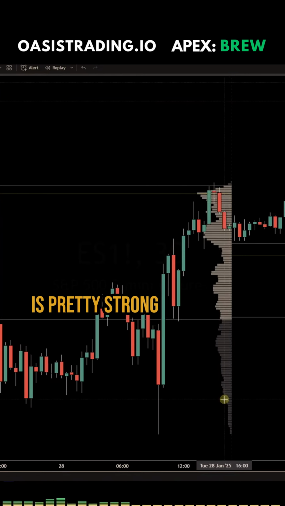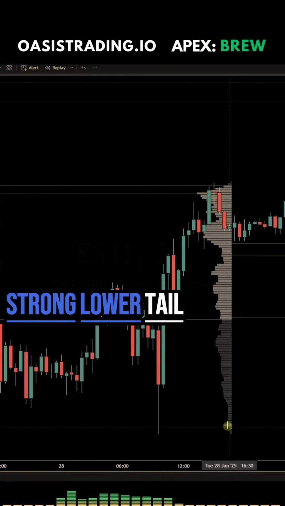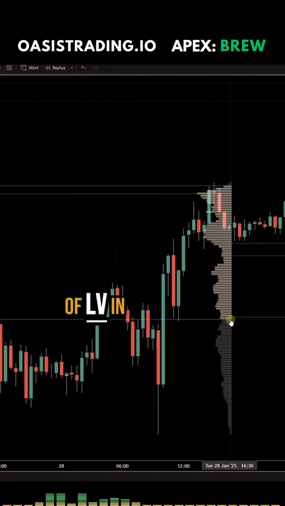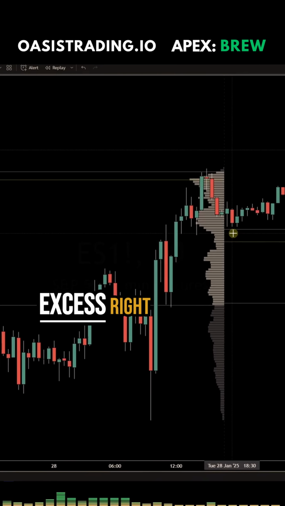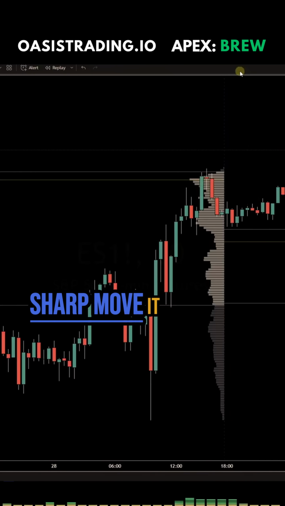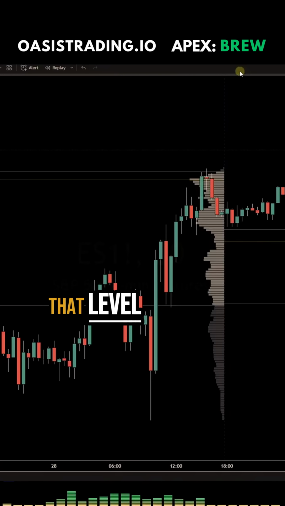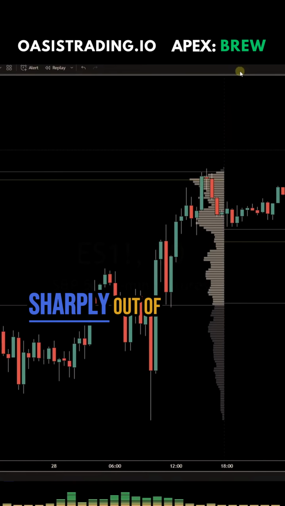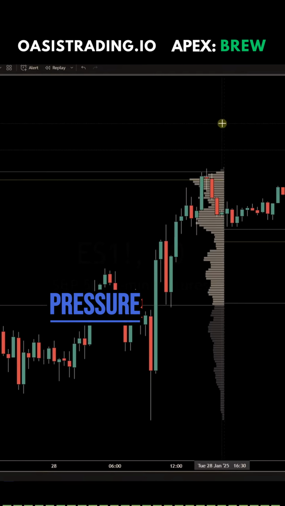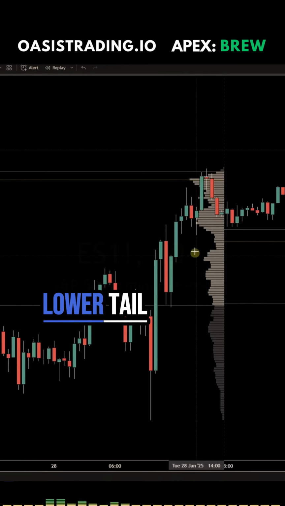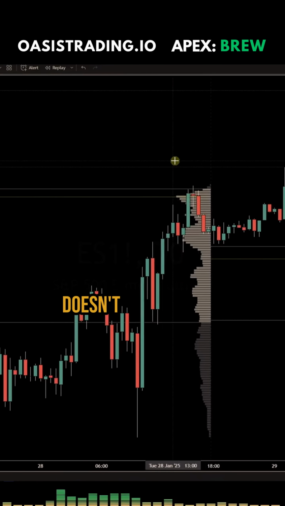The lower tail is pretty strong. You have a strong lower tail where you have that long kind of LVN there. It's known as excess, right? It has a sharp move. It went down to that level and it bounced sharply out of that level. So we know there's a decent amount of buy pressure that built that lower tail. But the upper tail doesn't really have that.